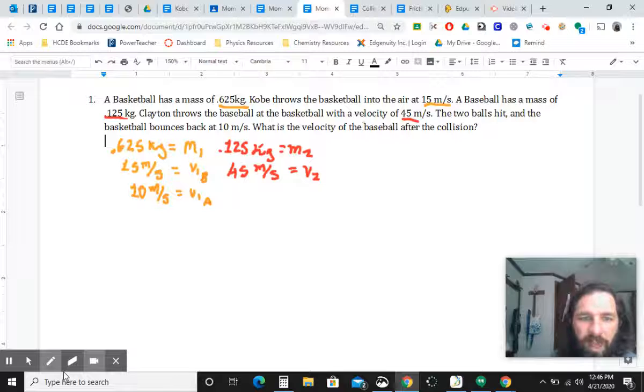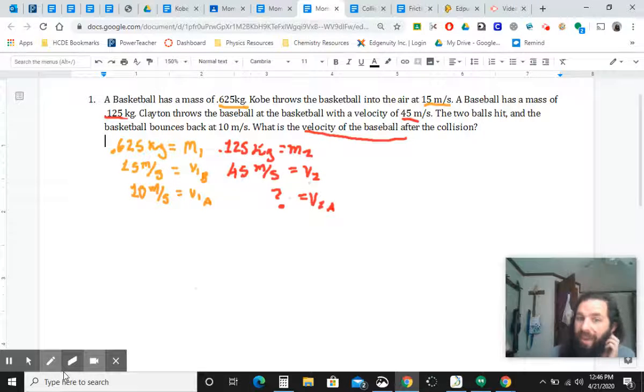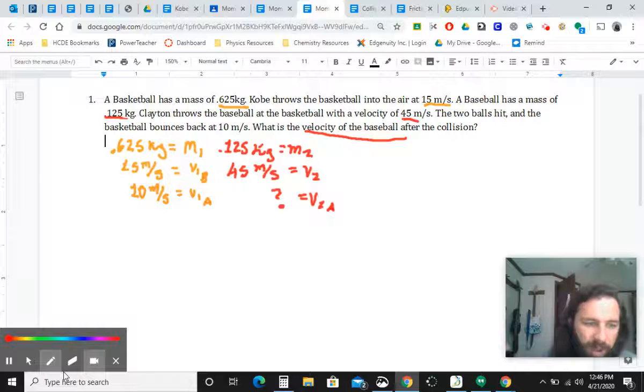And then it says, what is the velocity of the baseball after the collision? So the velocity of number 2, the baseball, A for after, and we don't know what that is. That's our question, right? So that's what we've got to find out. And the way we're going to find it out is by using what we know about momentum.